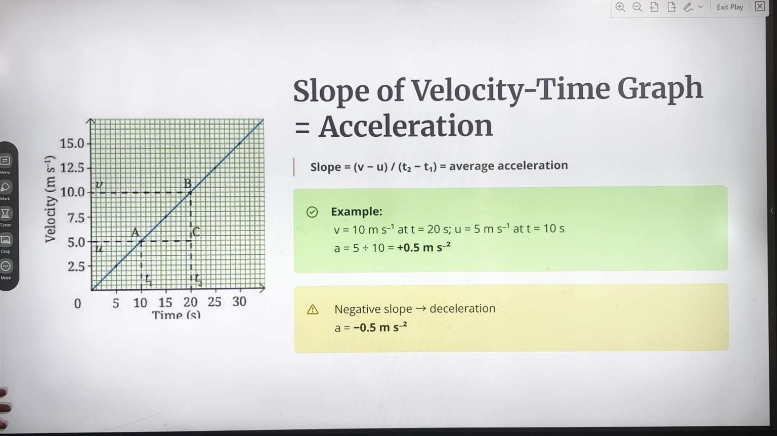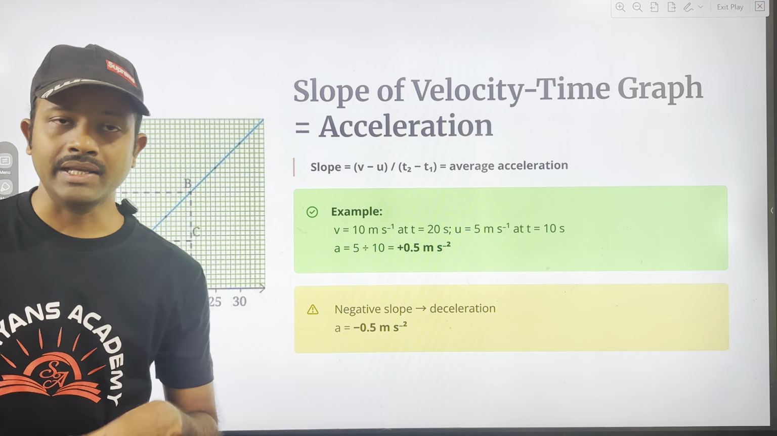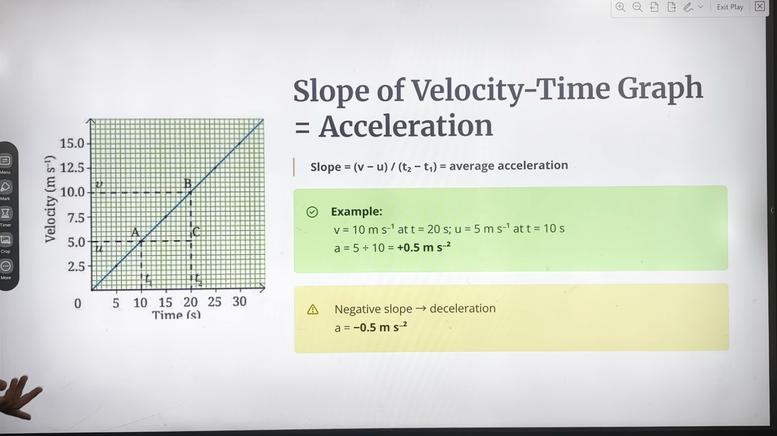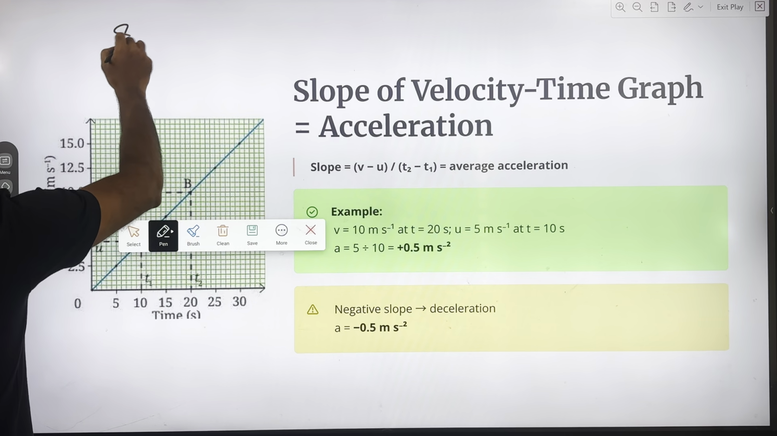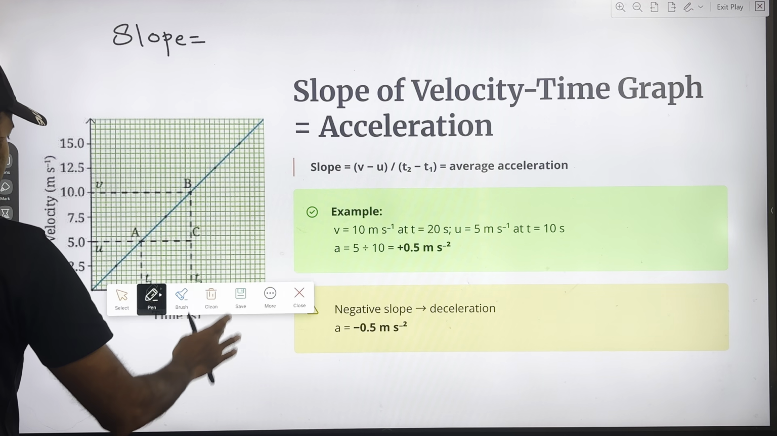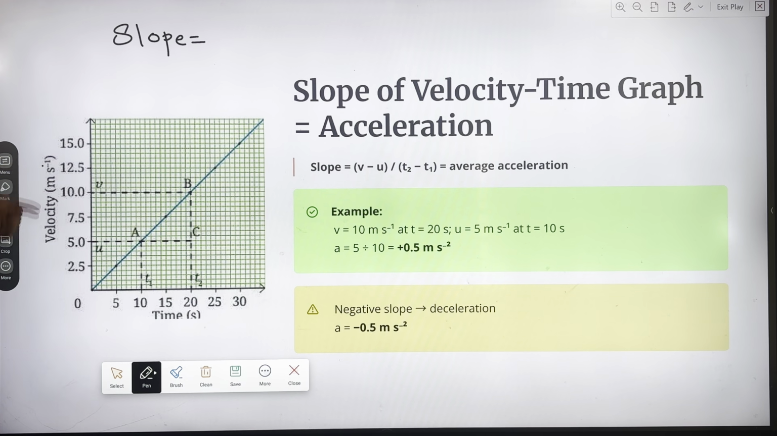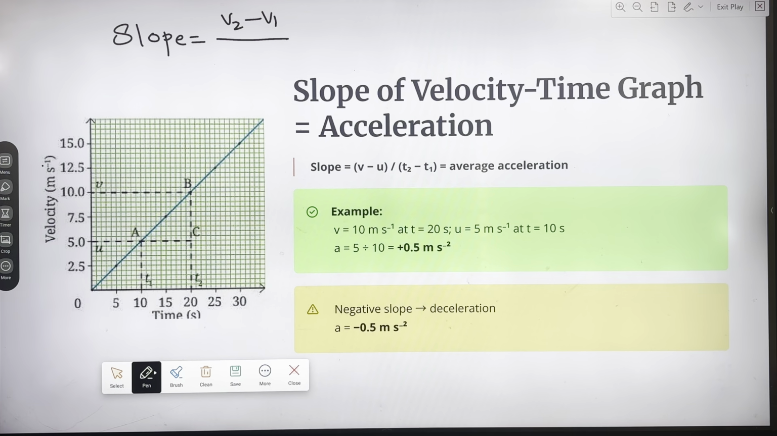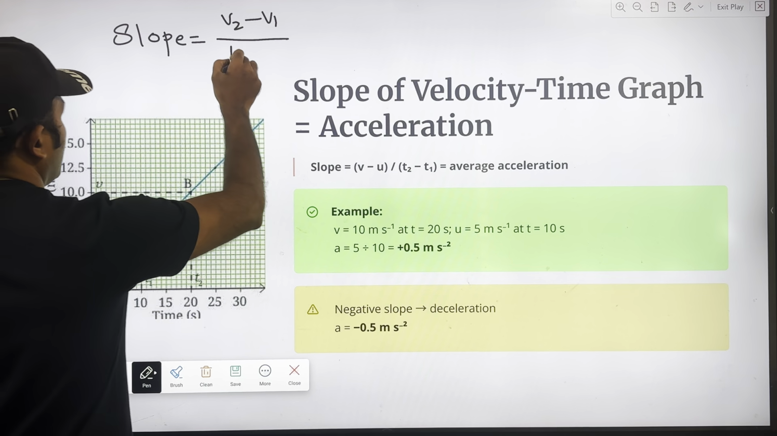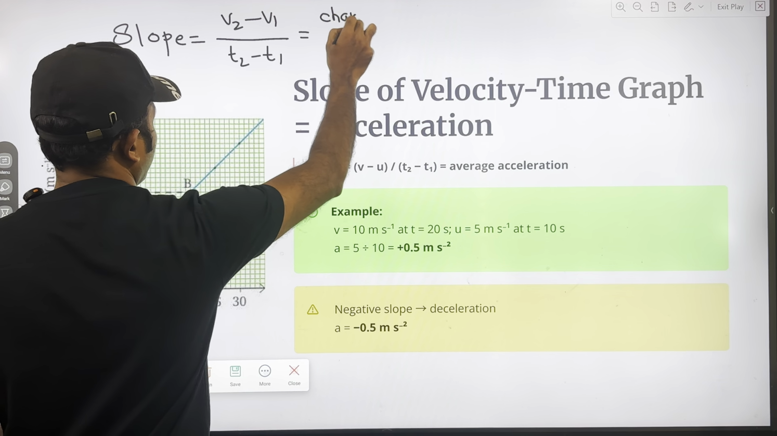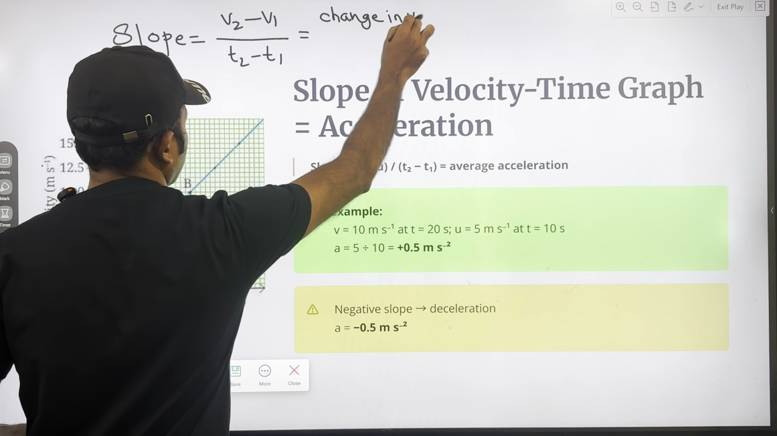Then what does the slope of the velocity time graph indicate? Already you know the slope. What do you mean by slope? Slope is nothing but change in y-axis with respect to change in x-axis. Change in y-axis means in the y-axis we have the velocity's value, and on the x-axis we have taken time, t2 minus t1. Change in velocity with respect to time, what will it give?